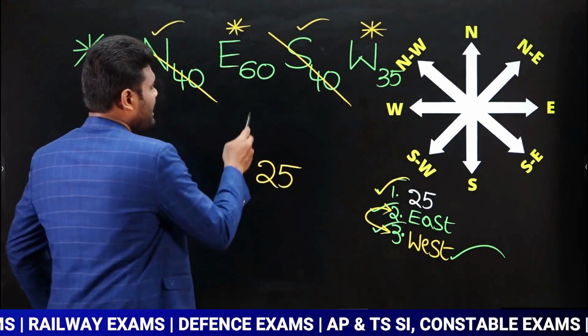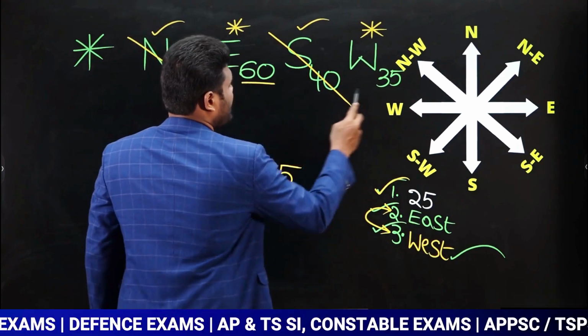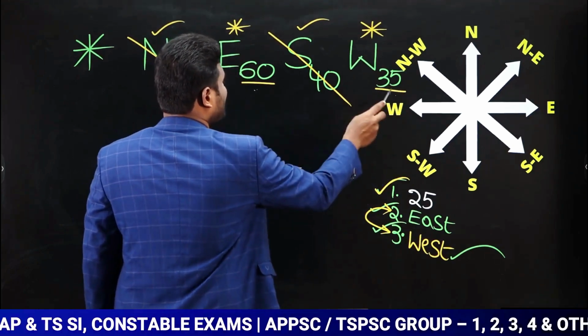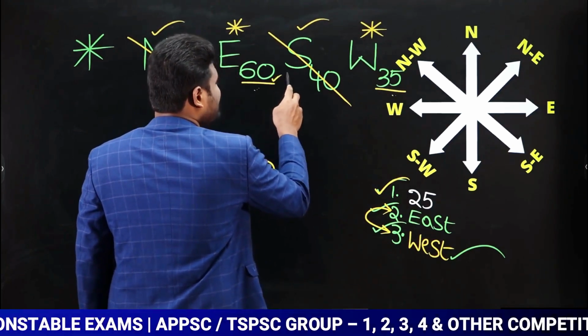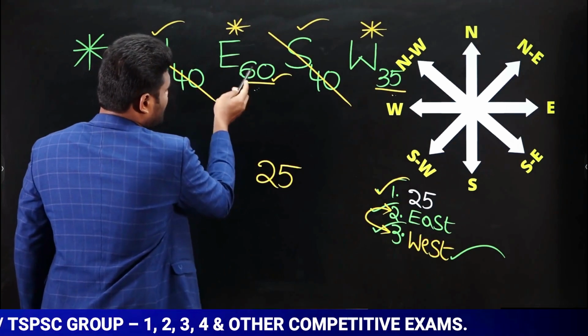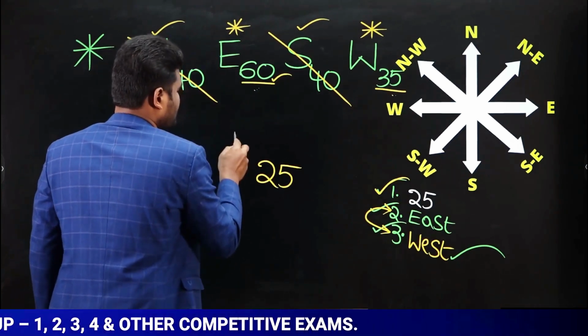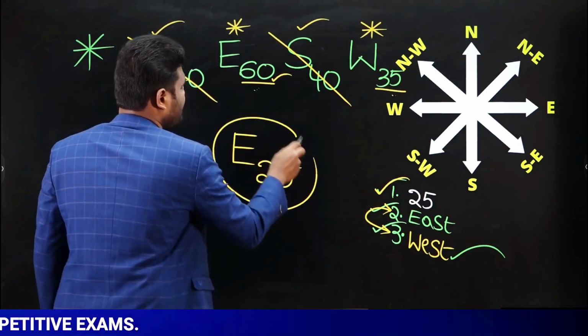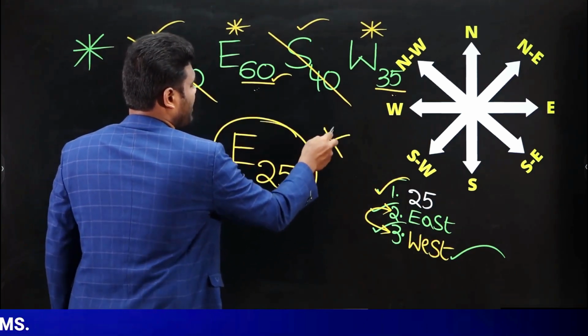Now if you observe, here it is 60, here it is 35. Out of these two, which is the highest value? 60 is the highest value. So I need to write the direction of 60. The direction of 60 is east. So we can say the answer is going to be east 25. This is going to be our answer.